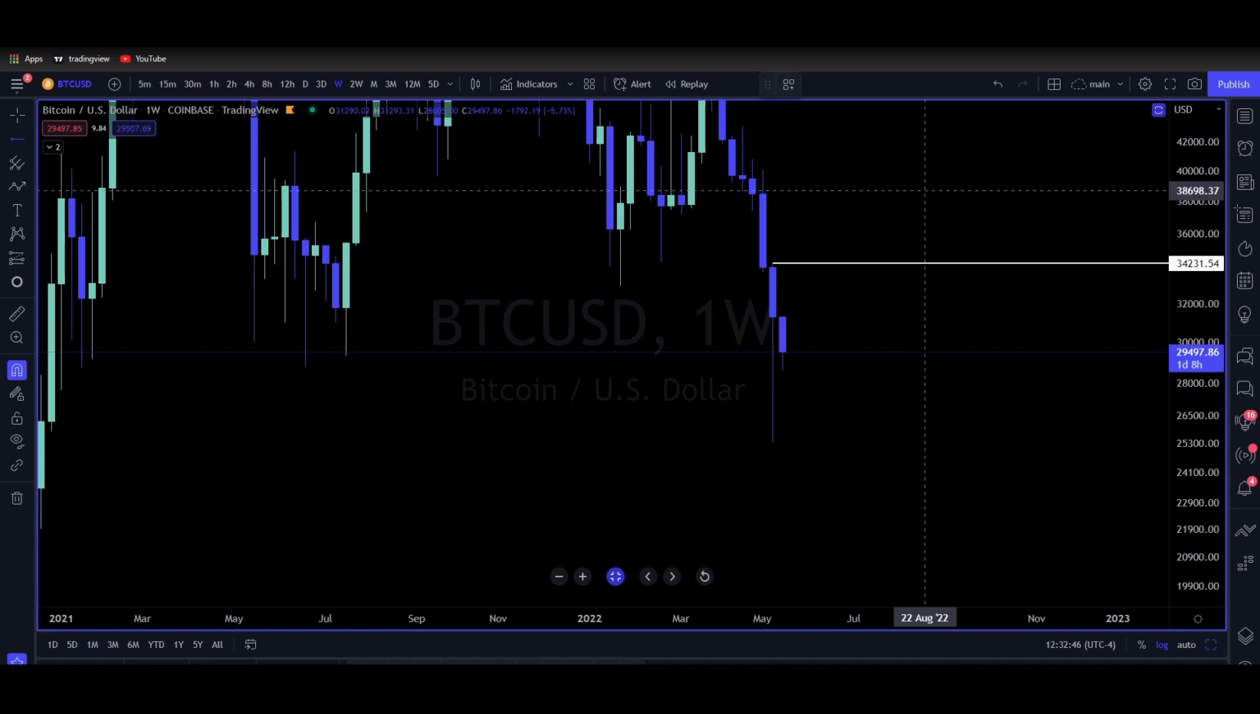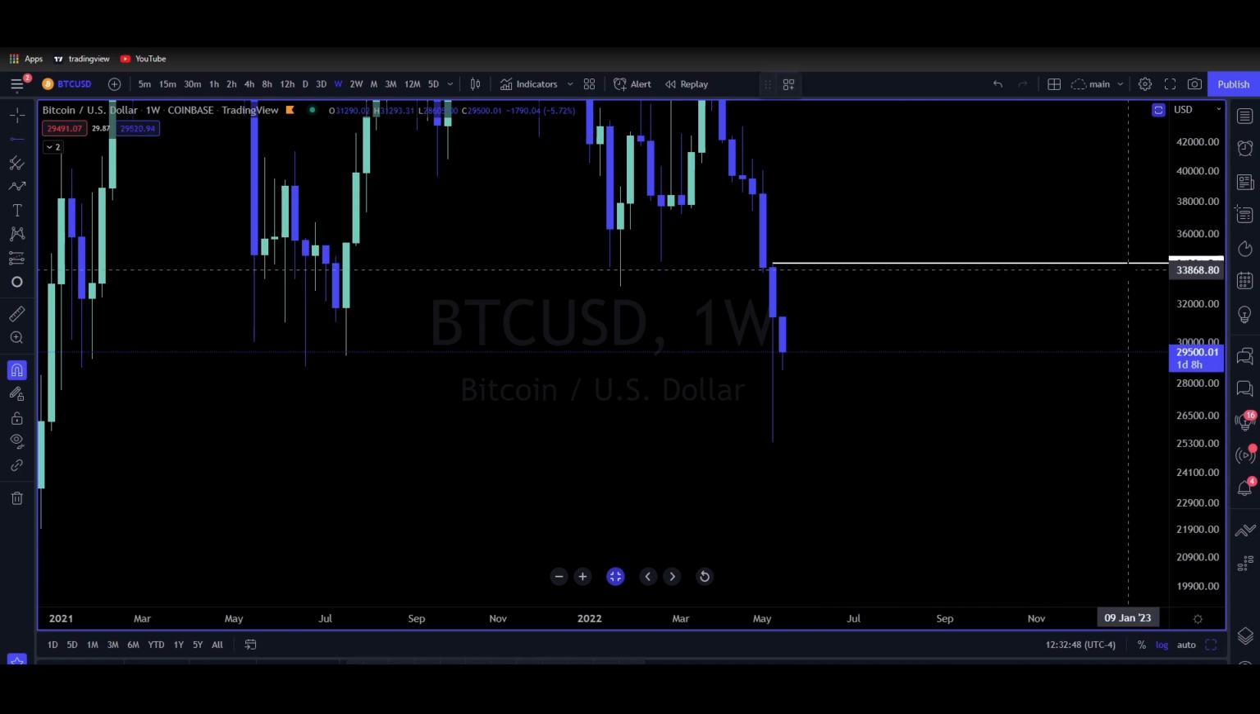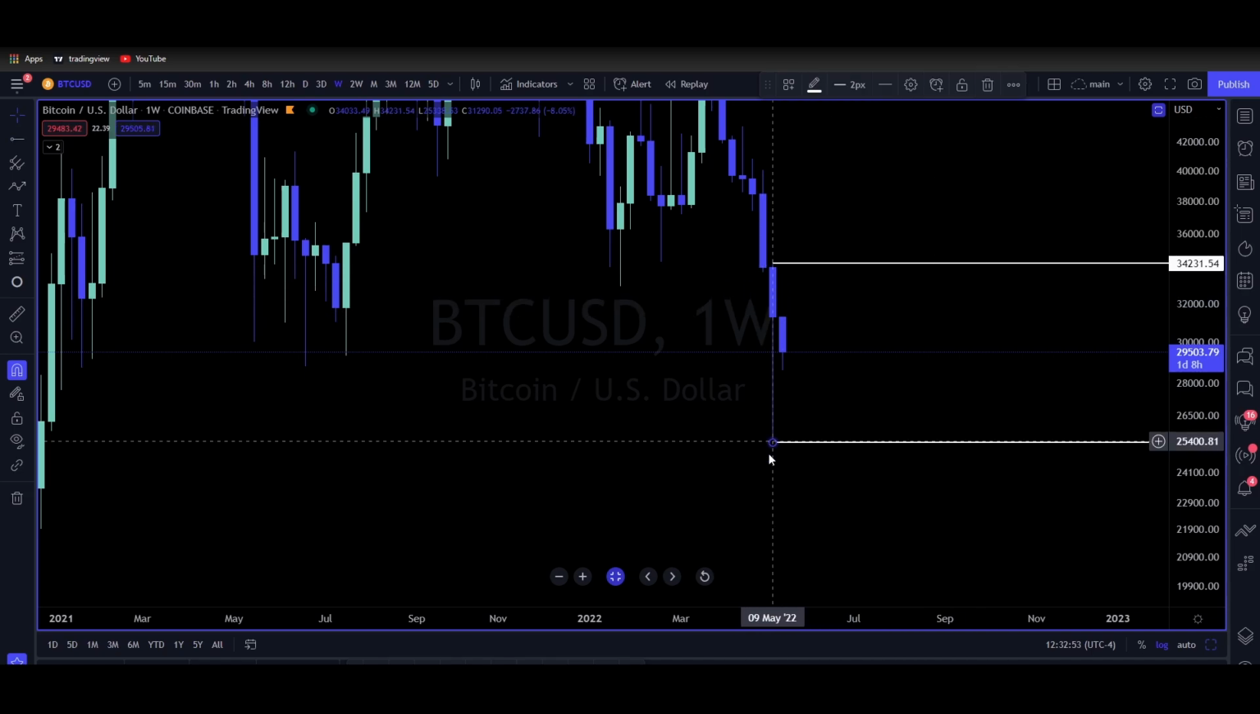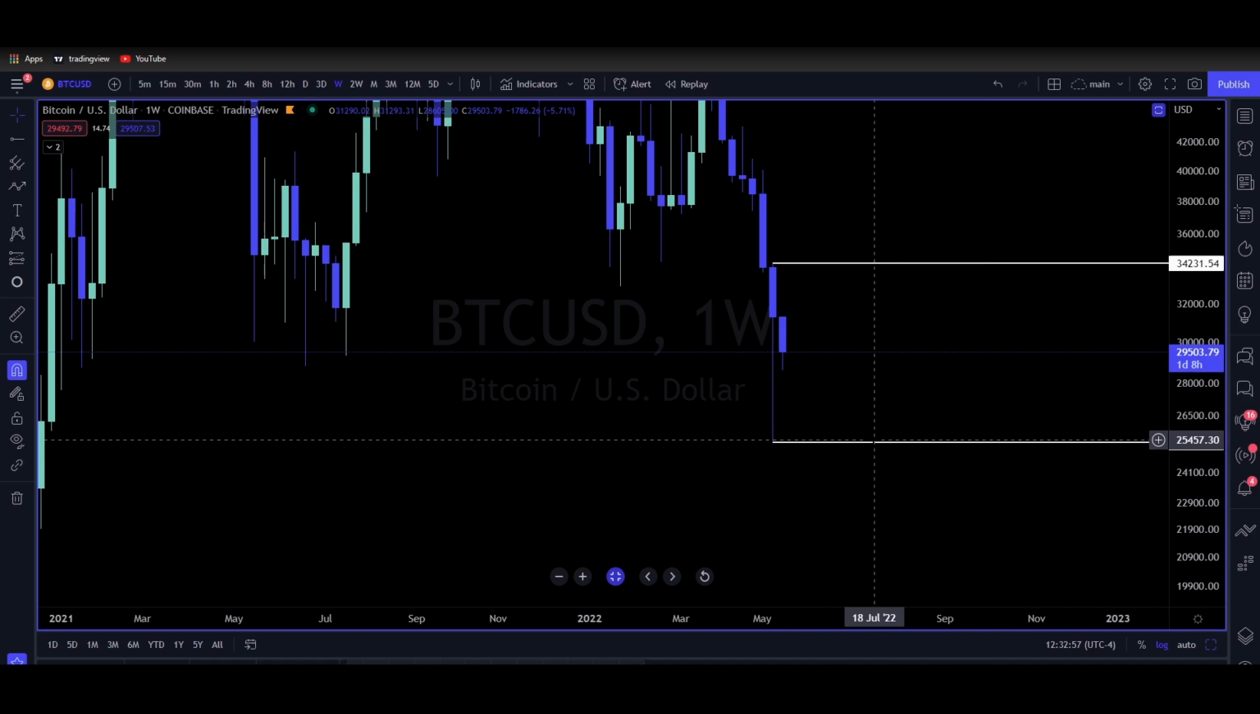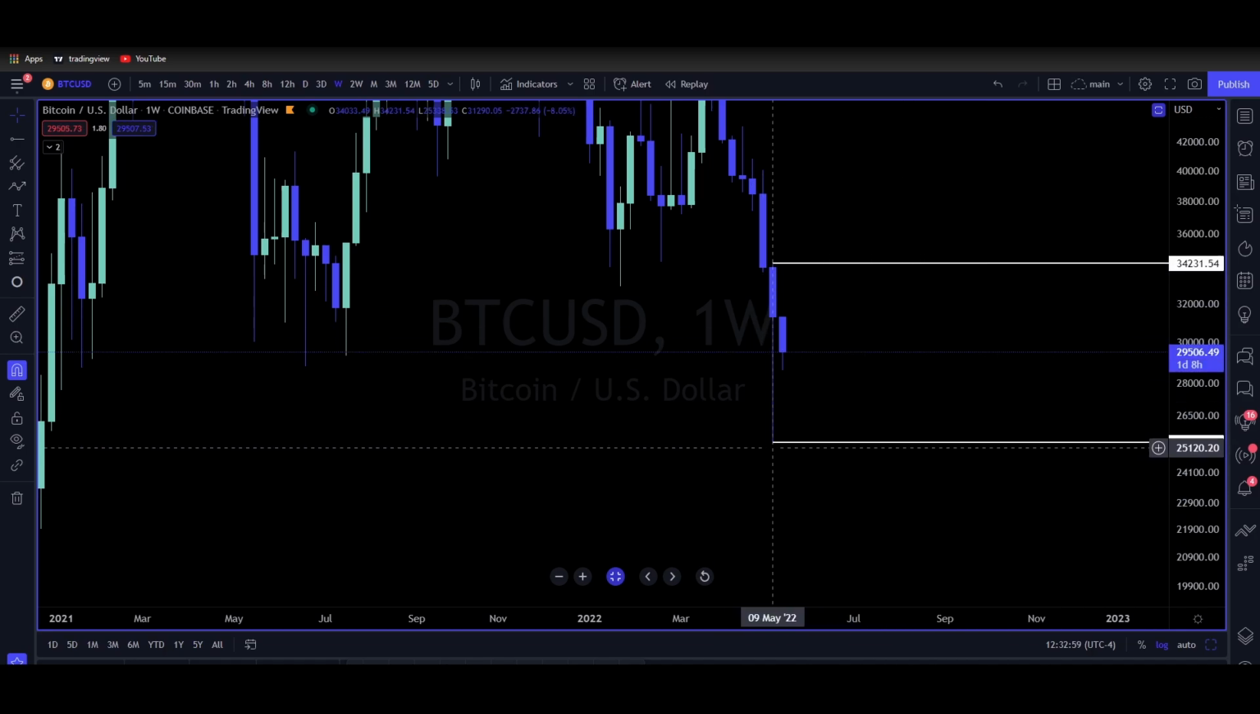All right. So upside target 34K. Why? Because of the gap? No, because it's last week's high. Secondly, downside target 25K. Why? Because of a gap? No, because it's last week's low.